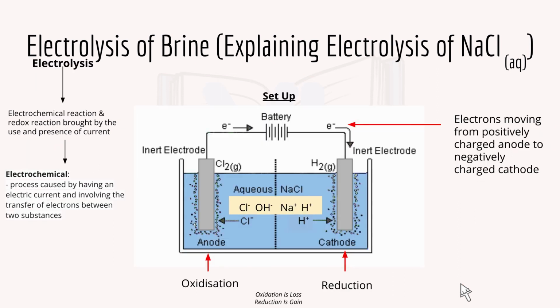And then we'll move on to the electrolysis. And electrolysis, as we talked about, is an electrochemical reaction. An electrochemical reaction is a process caused by having an electric current and involving the transfer of electrons between 2 substances. And here you can see the setup. And electrons move from the positively charged anode to the negatively charged cathode.